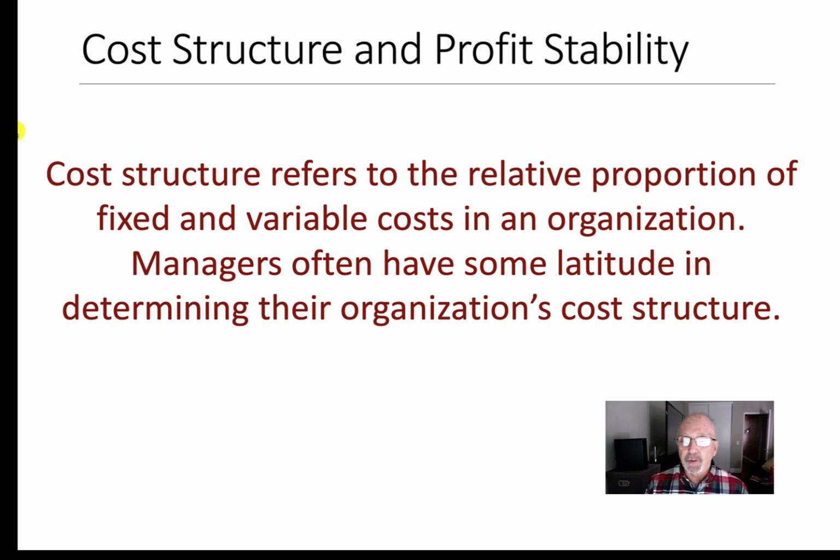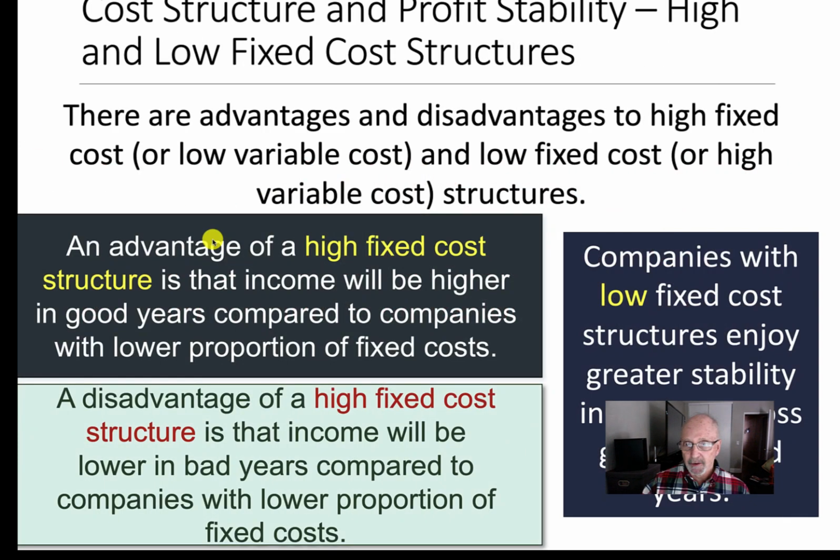Cost structure refers to the relative proportion of fixed and variable expenses in an organization. We've talked about that. Managers often have some latitude in determining the cost structure. Now, I typically suggested to the owners of the companies that I worked for that we keep the salaries low and give more bonuses based on profitability. In that way, we keep our fixed expenses lower and share the profits when we have them. But if things get tough, we still have a low enough fixed expense that we can meet it and we can pay the bills.